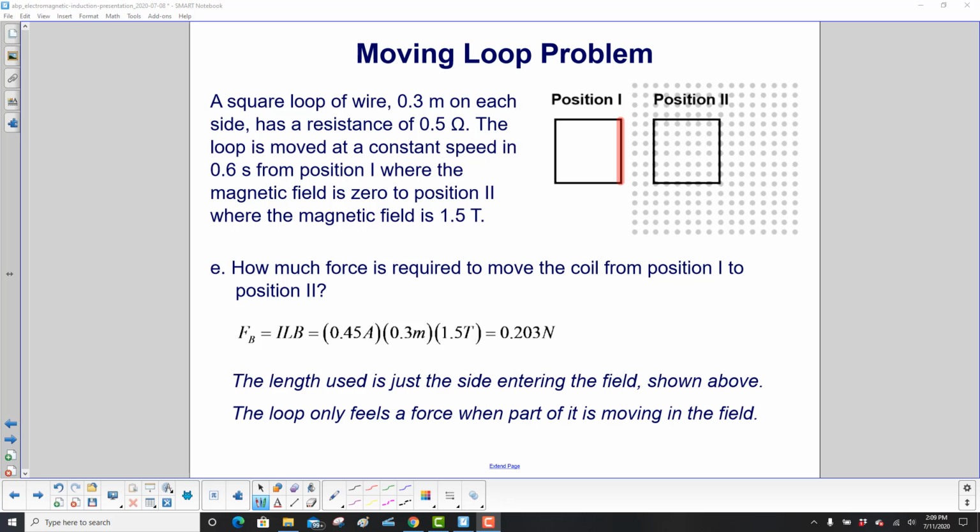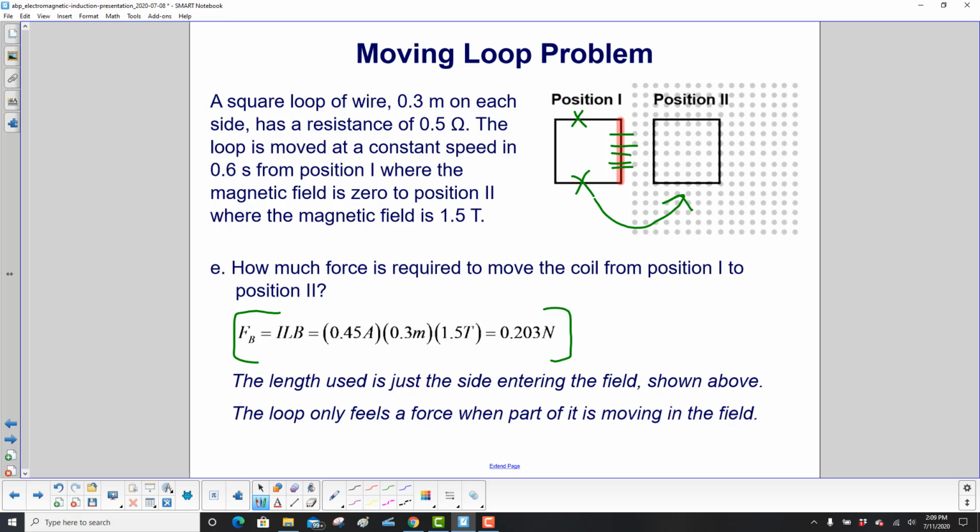How much force is required to move the coil from position 1 to position 2? Well, we use the magnetic force equation, F equals ILB, where L is the length of the coil that's exposed to the magnetic field. So as you're moving in, the only thing that counts is this one. And you might ask, well, how about this guy and this guy? Well, in that case, since the current's going in opposite direction, those forces will cancel out. So you don't have to worry about that.